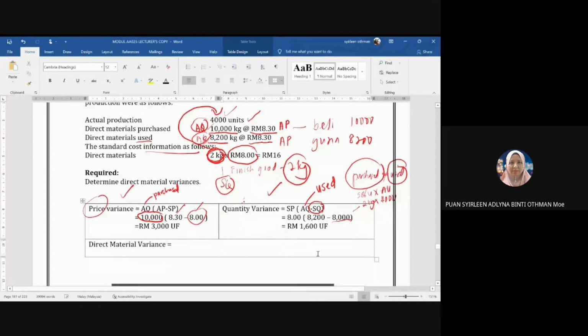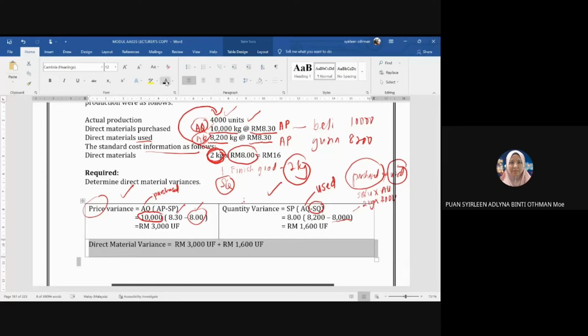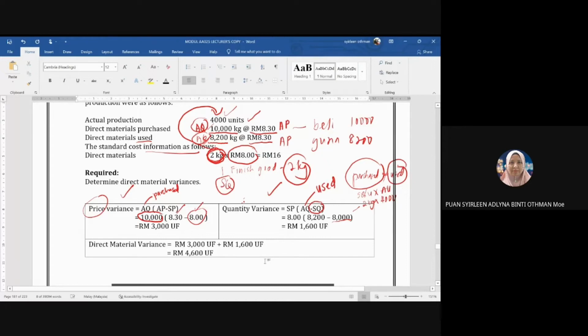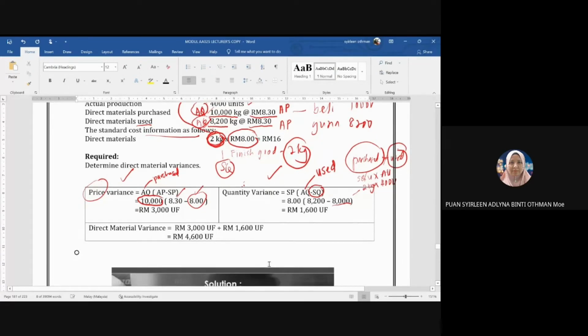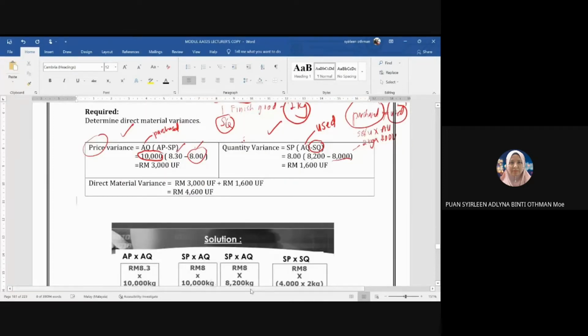Okay, so sekarang untuk direct material variance, okay, kita ada RM 3,000 unfavorable di price variance plus RM 1,600 di quantity variance. Okay, so your direct material variance is 4,600 unfavorable. Okay, so this is for the formula version. Okay, kalau saya nak guna kapal terbang, so samalah, cuma dekat sini your SPAQ ni ada 2.